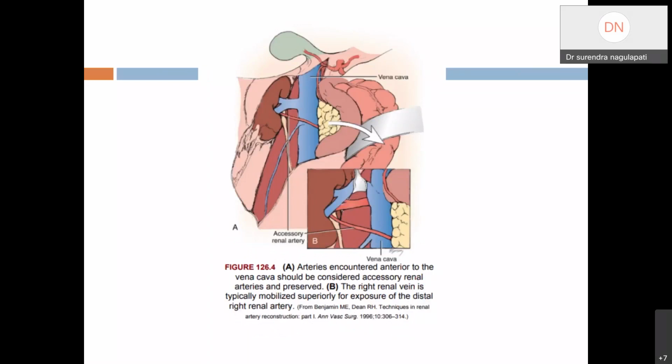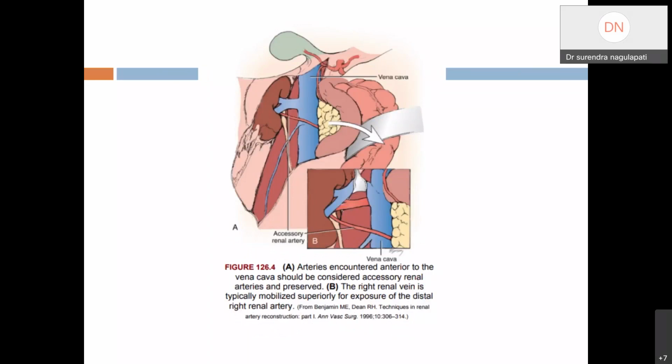So this is the same picture showing multiple accessory renal arteries. When we see accessory renal arteries, they should be preserved. And the right renal vein is typically mobilized superiorly to expose the distal renal artery, as we can see in this picture.